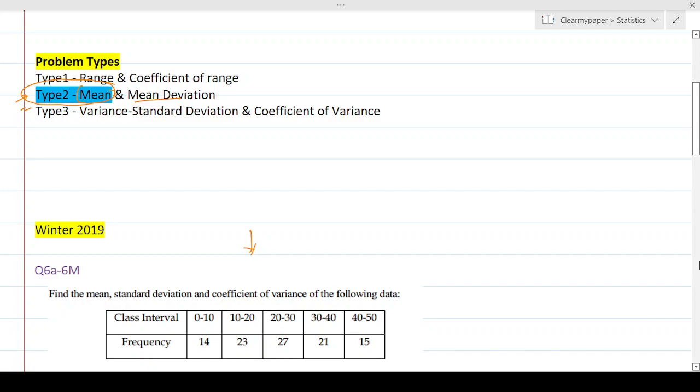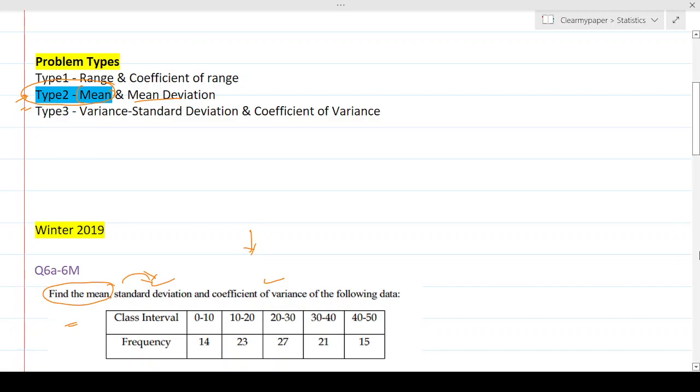But whenever we cover the other relevant topics, like for example, we have not covered standard deviation and coefficient of variance. So these kinds of problems, although they ask you to calculate the mean, are in the context of other problems or advanced topics that I have not covered. So I'll cover them in those areas.